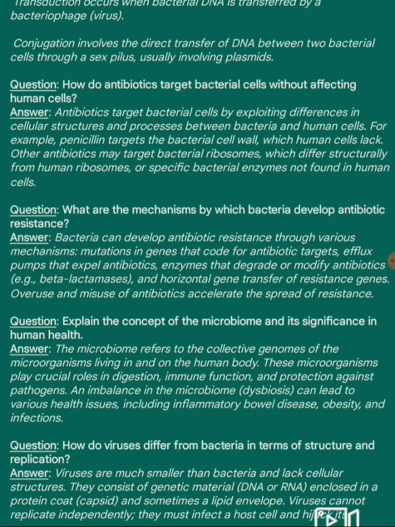Next question. What are the mechanisms by which bacteria develop antibiotic resistance? Answer. Bacteria can develop antibiotic resistance through various mechanisms. Mutation in genes that code for antibiotic targets. Efflux pumps that expel antibiotics. Enzymes that degrade or modify antibiotics, for example, beta lactamases. And horizontal gene transfer of resistance genes. Overuse and misuse of antibiotics accelerate the spread of resistance.